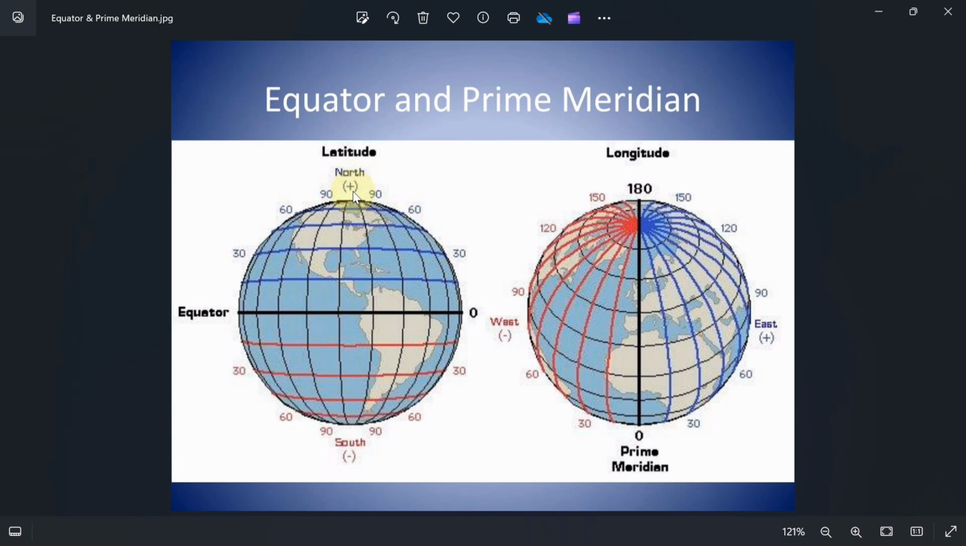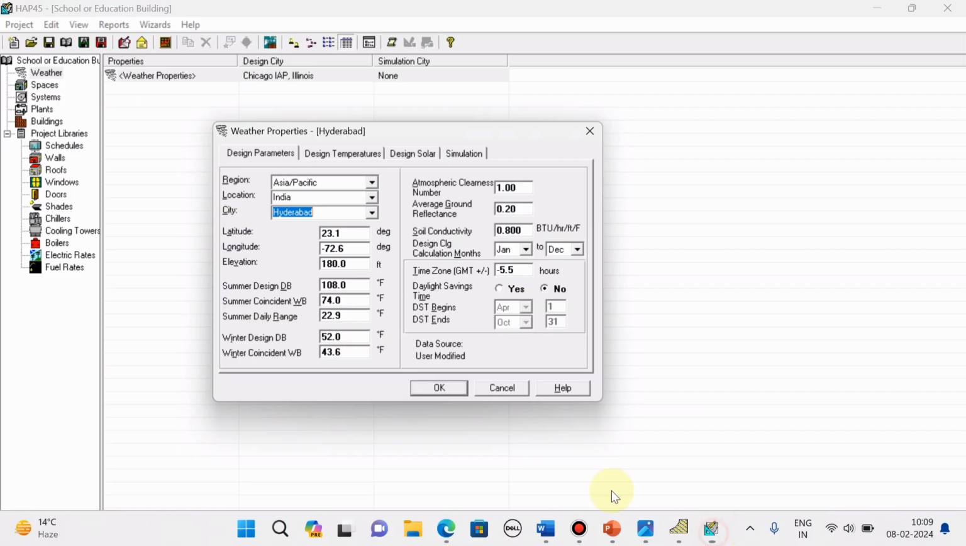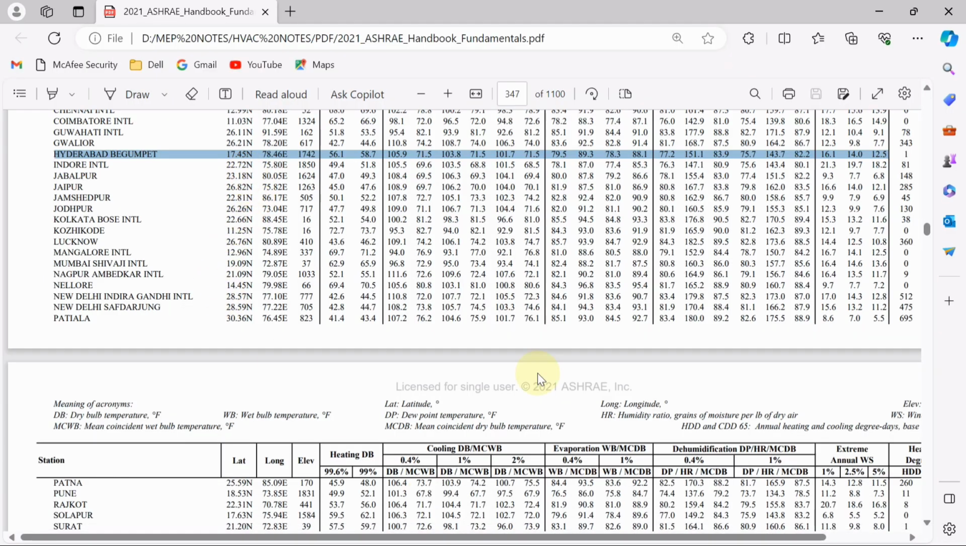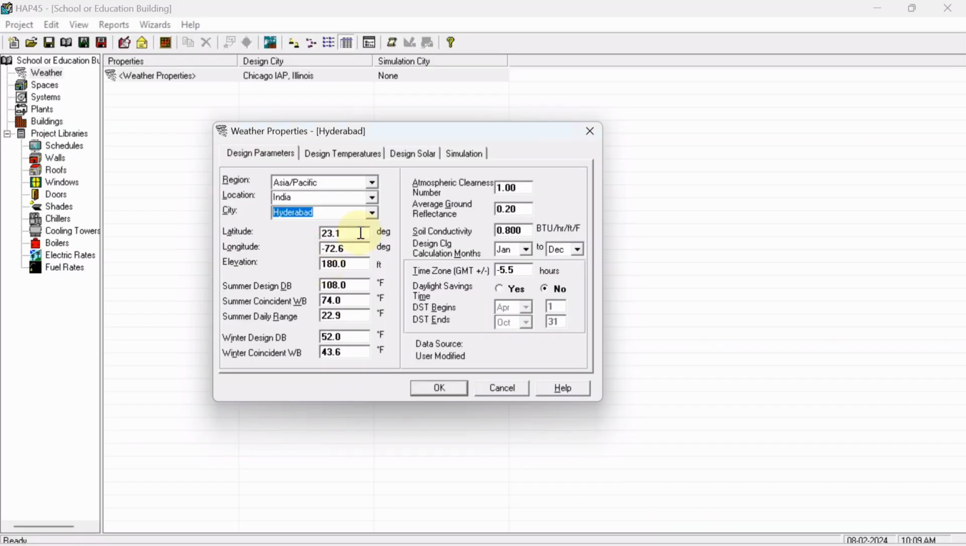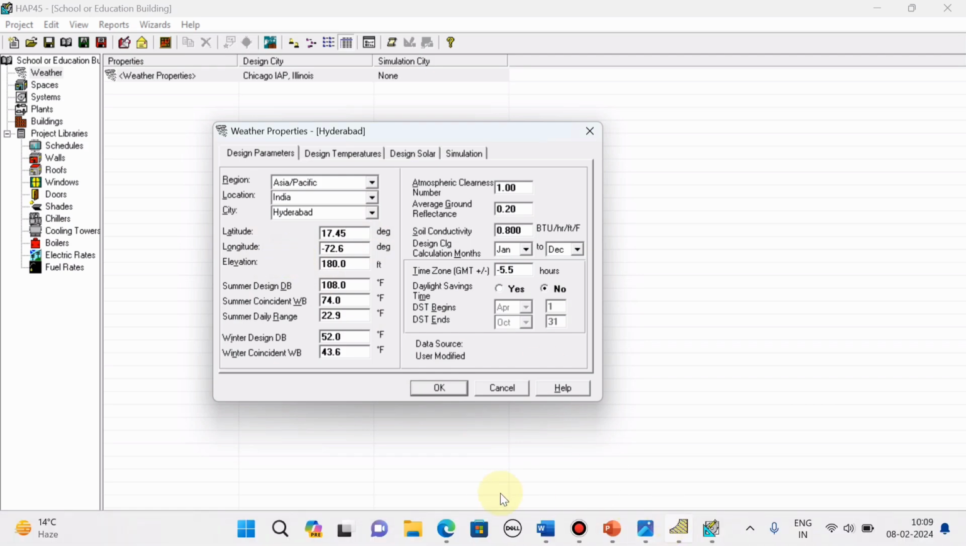Now I hope that all of you understood about this. So I'm writing here in my software. First search the value 17.45 and write it down. For Hyderabad, latitude is positive 17.45 north. Now the next one is the longitude detail I want.